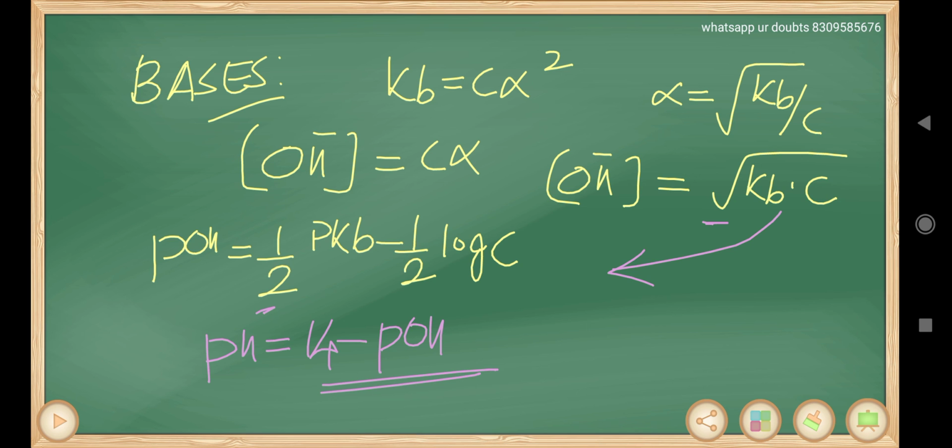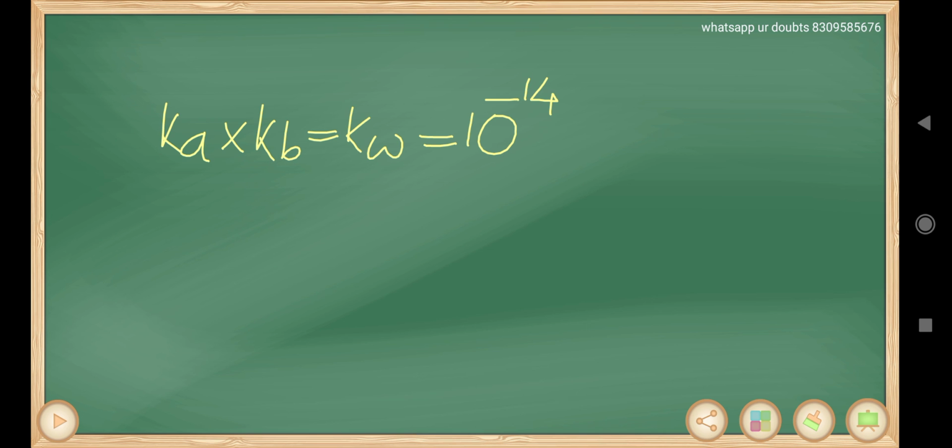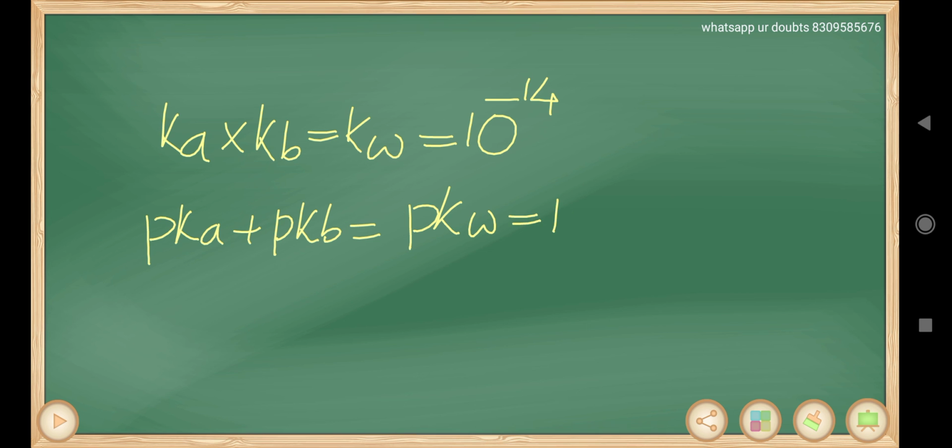Ka and Kb relation is also important. Ka into Kb is equal to Kw, that is equal to 10 to the power of minus 14 under normal conditions, standard conditions, you can say 25 degrees Celsius. Or pKa plus pKb is equal to pKw. 10 to the power of minus 14 means that will be equal to 14. Remember, at 25 degrees Celsius, standard conditions.